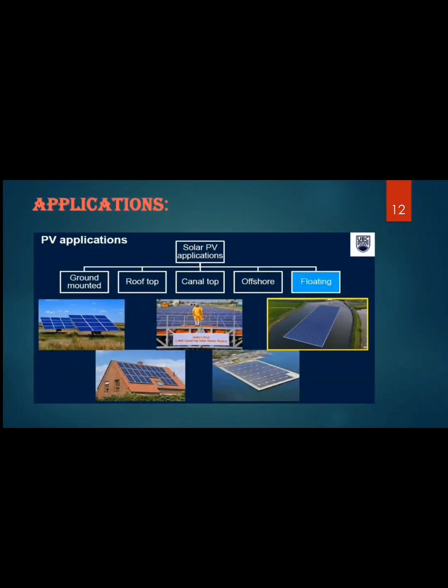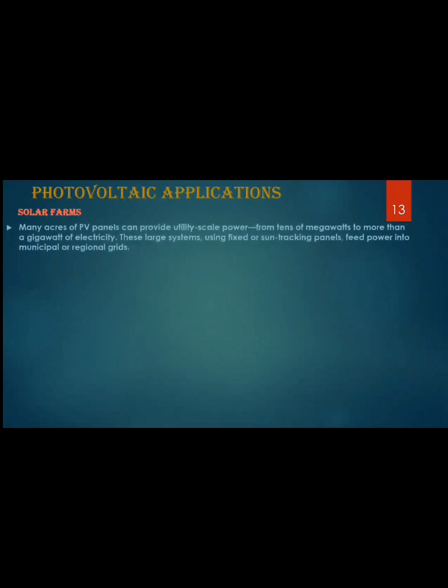Applications. Solar PV cells can be installed on rooftops, canal tops and offshore. They can be ground mounted and floating so as to capture more sunlight. PV cells can be used in solar farms. This not only helps in reducing the power consumption from the electricity supply but also saves money. Many acres of PV panels can provide utility scale power of tens of megawatts. It can be used for water and space heating or can be stored in batteries to use later.